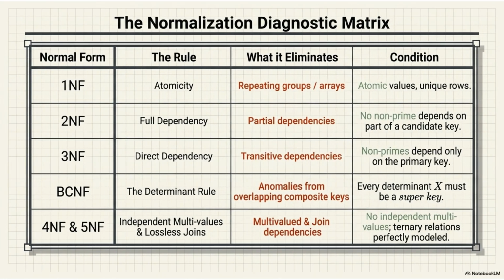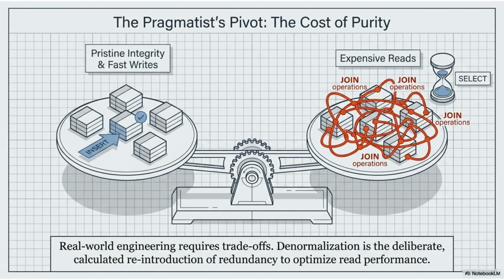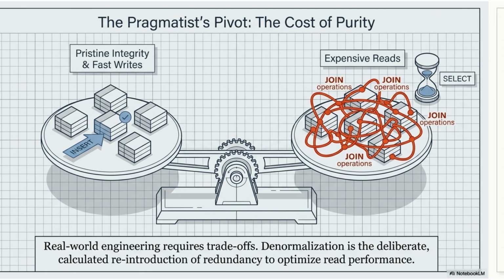This diagnostic matrix summarizes the normal forms, from atomicity in 1NF to lossless joins in 5NF, showing exactly what each stage eliminates. Engineering requires trade-offs. Denormalization is a calculated choice to reintroduce redundancy, balancing data integrity against read performance.